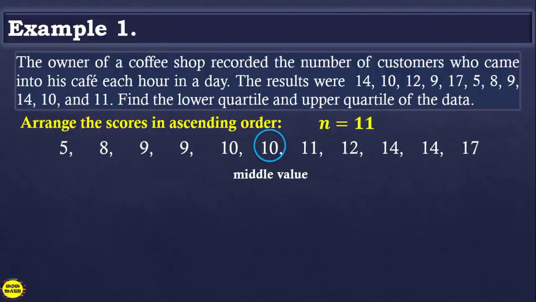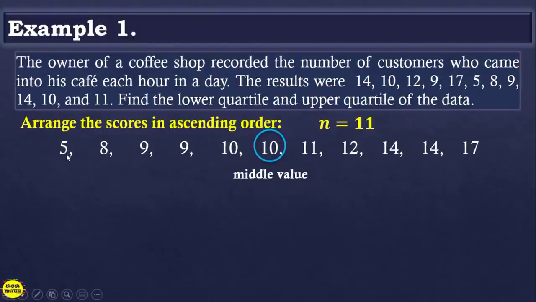So, tinatawag natin siyang middle value. Kapag meron tayong odd numbers, pag in-arrange natin yung given natin and then yung n natin ay odd number, ibig sabihin meron tayong isang middle value. So yung middle value natin na yan yung second quartile natin or equal siya sa median natin. And then kunin natin ngayon yung lower quartile o yung first quartile natin.